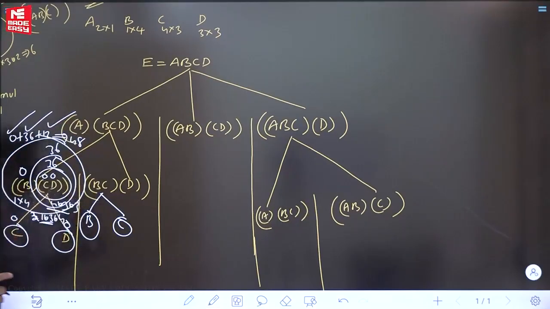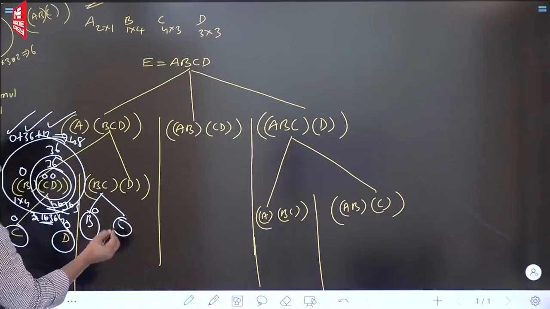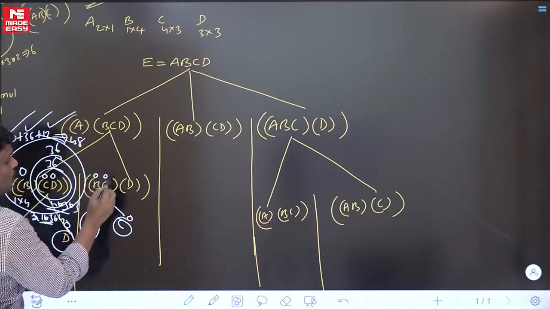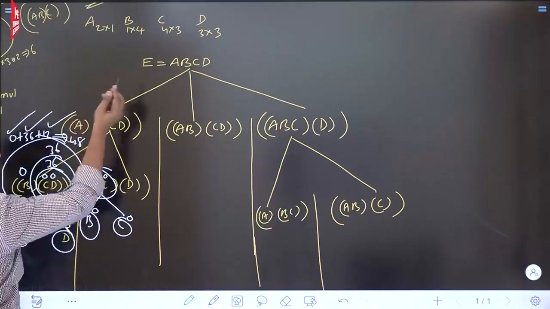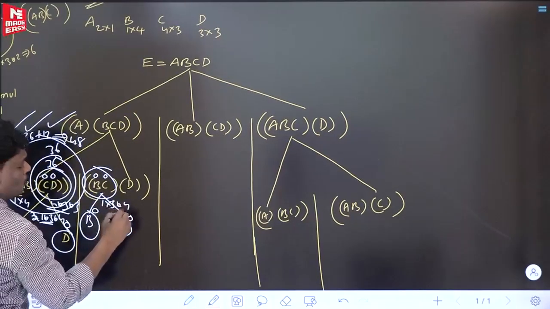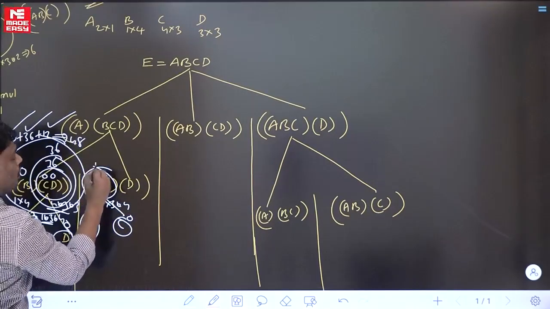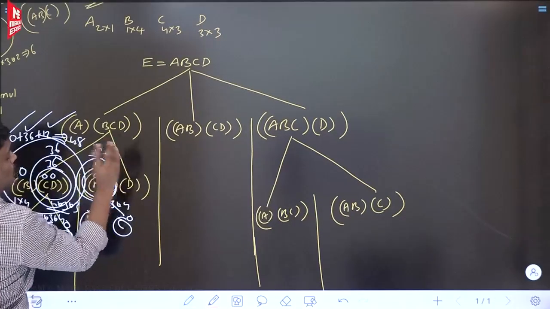Let's do the second way. To get the BC, B required 0 multiplication, C required 0. Combined one: what is the B size? 1 by 4. C size 4 by 3. Overall size 1 by 3 into 4, I think combined 12 multiplications. 0 plus 0 plus combined is 12. Overall is 12 for this.